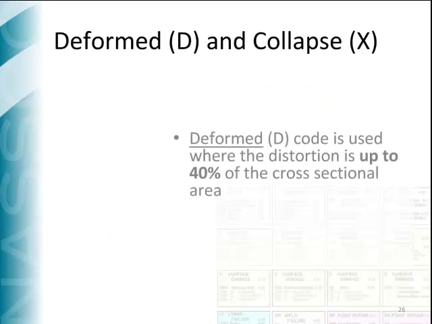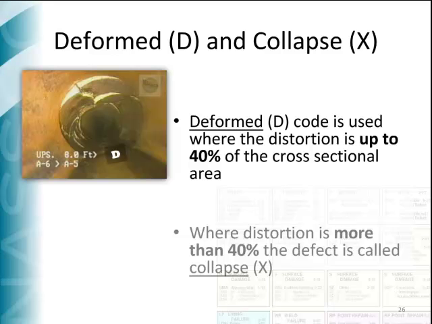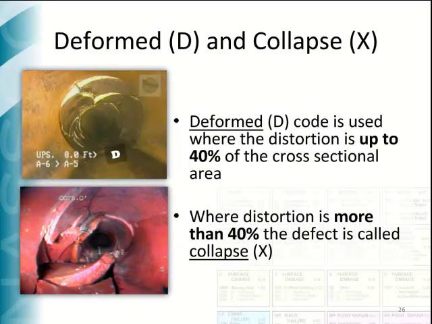The deformed code is represented by the letter D and can be used when the distortion of a pipe wall in rigid pipes is up to 40% of the cross-sectional area. Collapse follows the natural deterioration progression in rigid pipes. Collapses are represented by a letter X. The deformation of the pipe walls must be greater than 40% of the cross-sectional area.